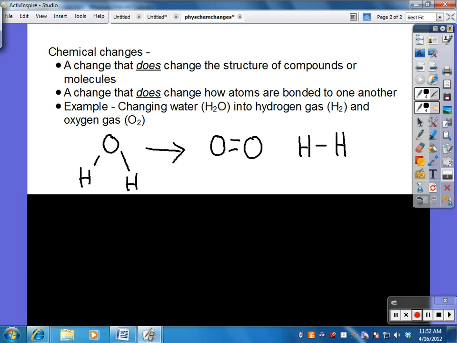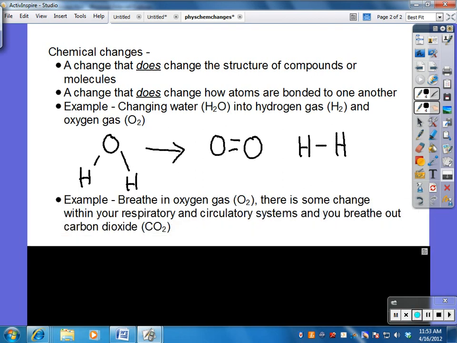Some of you might notice that somehow we got 2 O's, even though there was only 1 O in the water. That has to do with what's called the law of conservation of mass, and we will talk about that later in the unit, but that's a good observation. As you can see, though, the H's are no longer bonded to the O's. They're two completely different substances. They're oxygen gas and hydrogen gas, which are not at all like water. That is a chemical change.